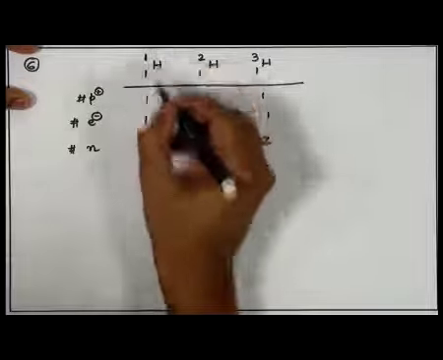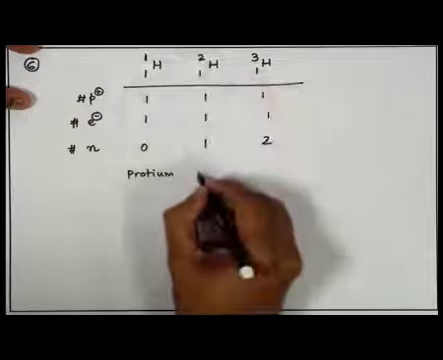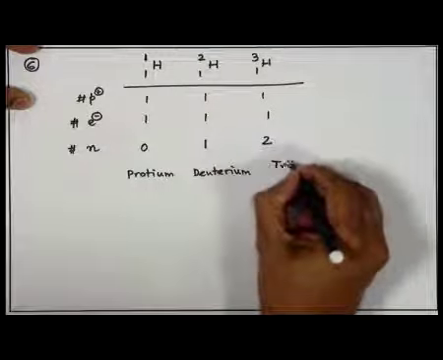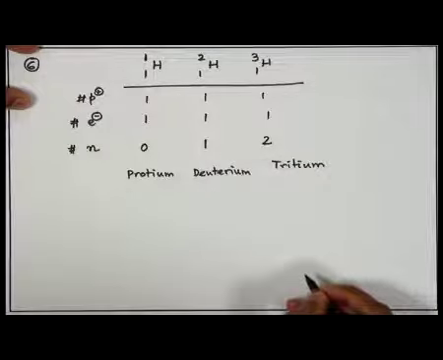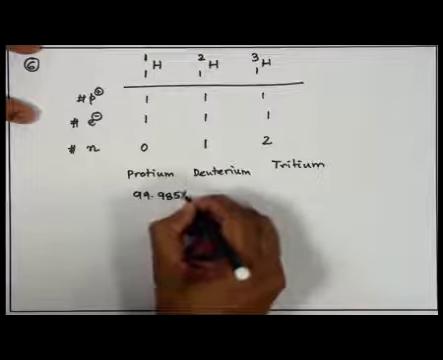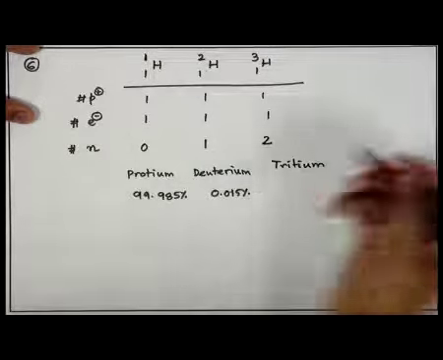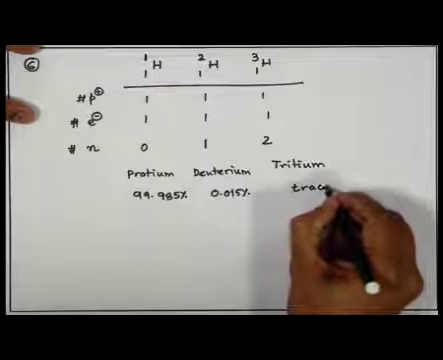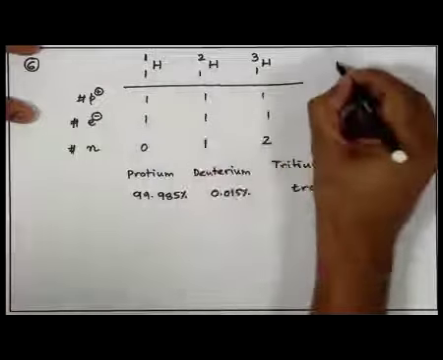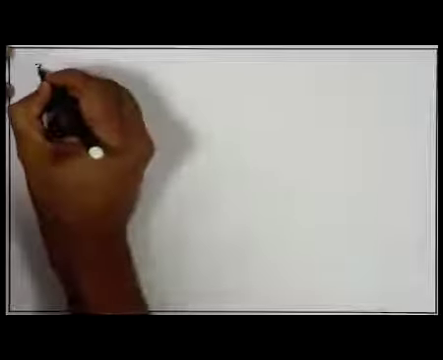Hydrogen 1 is called protium, hydrogen 2 is called deuterium, and hydrogen 3 is called tritium. Their natural abundance: protium is 99.985%, deuterium is present in a very small quantity, 0.015%, and you can see tritium is present in trace amounts. All right. So, these 3 are again isotopes. These are the isotopes of hydrogen. Let us take one more example.